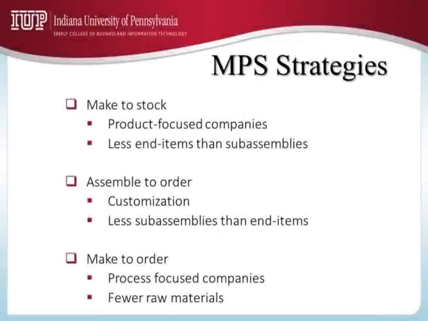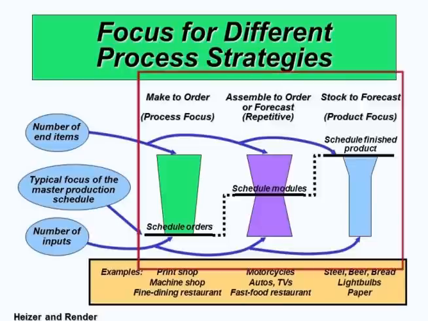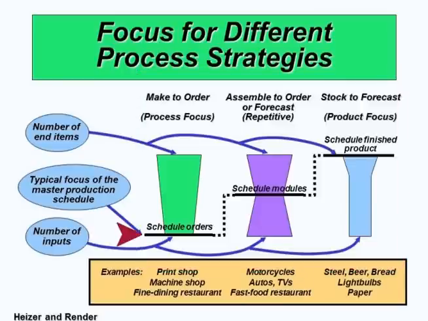Now going back here, now we can understand what these are. In make to stock, you have product focused companies. In assemble to order, many customized end items using standard subassemblies and components. In make to order, you have process focused customized products. Now, what about the master production schedule? What is the relationship of the MPS to this? In these companies, my MPS will be for this. That is the inputs, the raw materials.